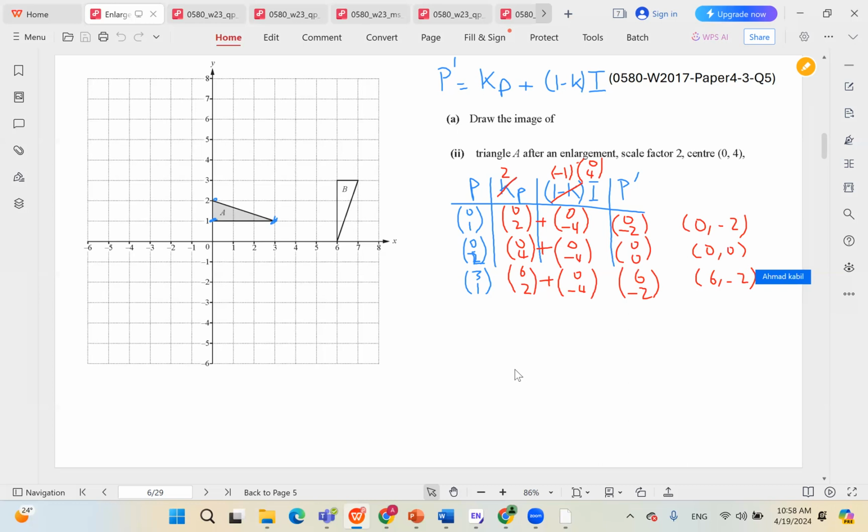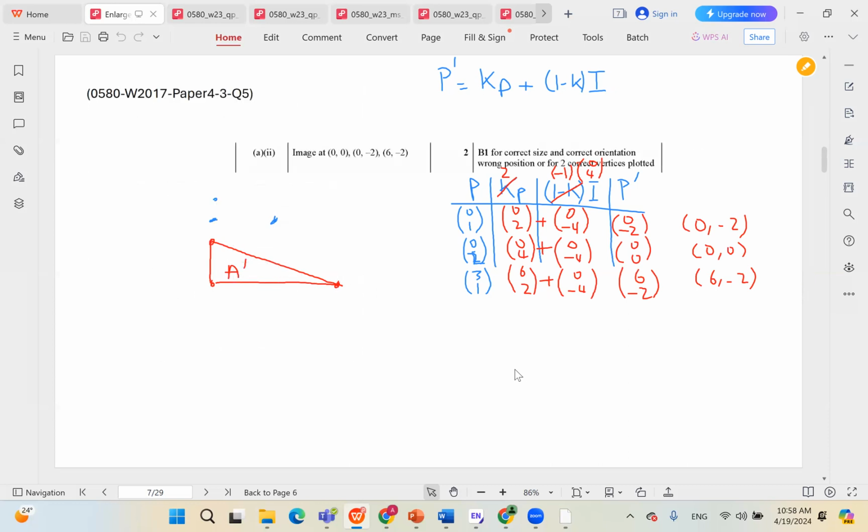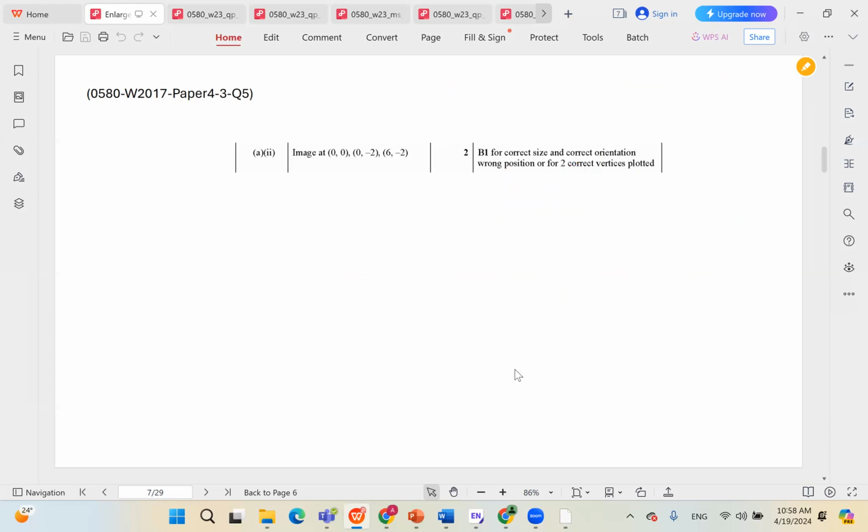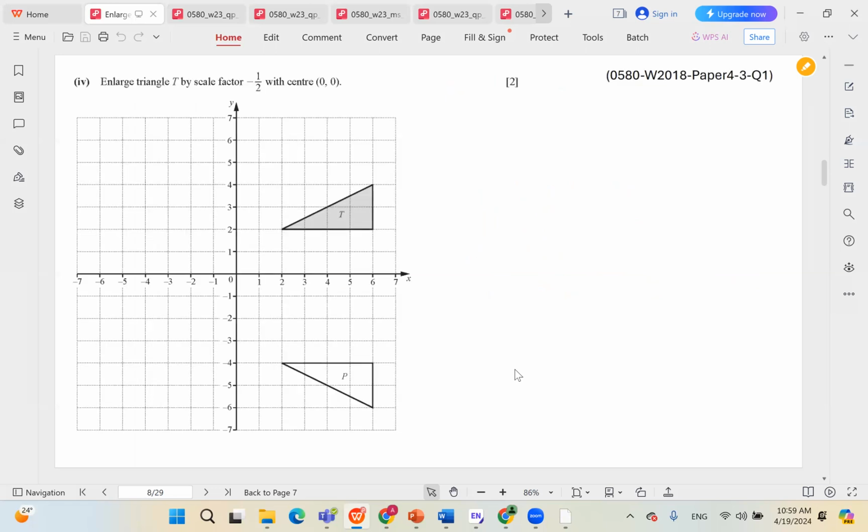Finally, we plot them onto the graph. So we have this point here, and this point here, and finally this point right there. And we join the 3 points to form the new triangle. We call this A dash, the image of triangle A. So we have 0, 0, 0, -2, and 6, -2 as our final drawing.